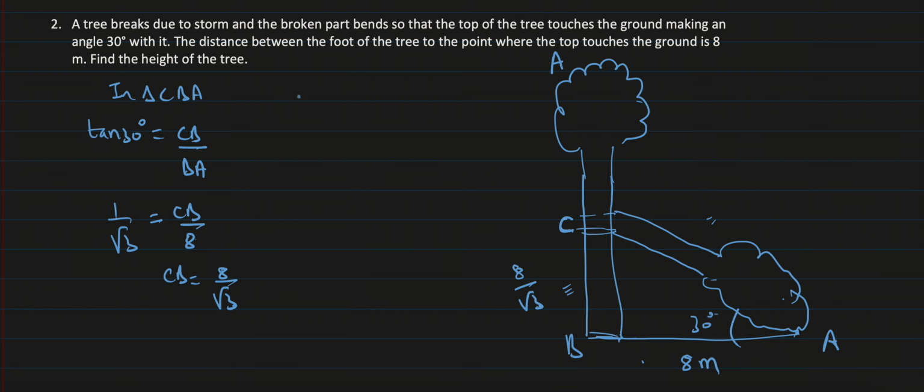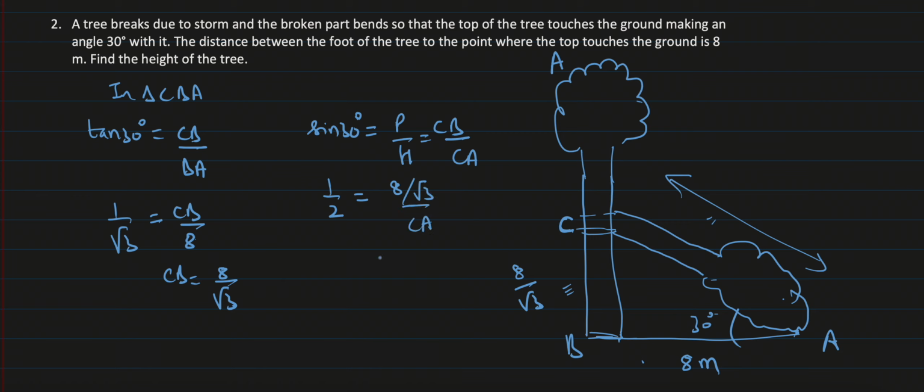Now again in the same triangle, if I take sine 30 degrees, that will become perpendicular by hypotenuse, which I need. I need to calculate this distance also. CB by CA, sine 30 is 1 by 2. CB is 8 by root 3, and CA we do not know. So CA becomes 2 eights are 16, by root 3. 16 by root 3.